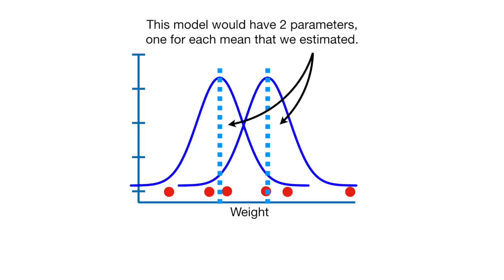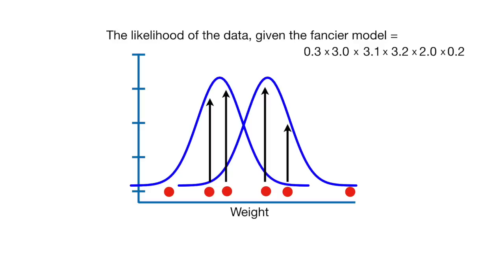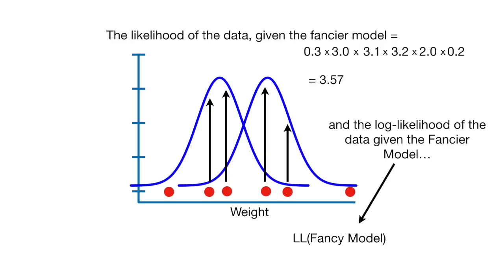We could also create a slightly fancier model by fitting two normal curves to the data. This model would have two parameters, one for each mean that we estimated. Psst! We're still assuming we do not have to estimate standard deviations. The likelihood of the data, given the fancier model, equals 3.57. And the log likelihood of the data given the fancier model equals the log of 3.57, which equals 1.27.